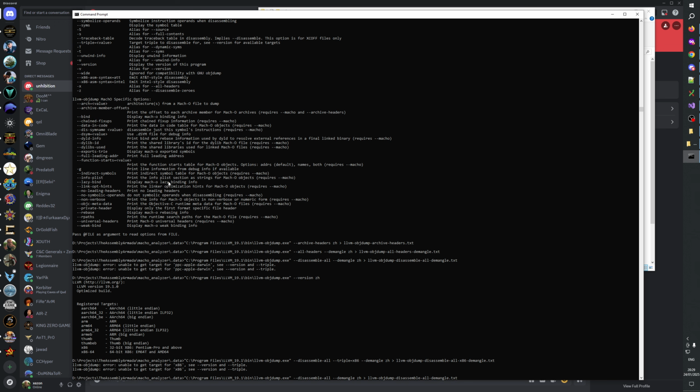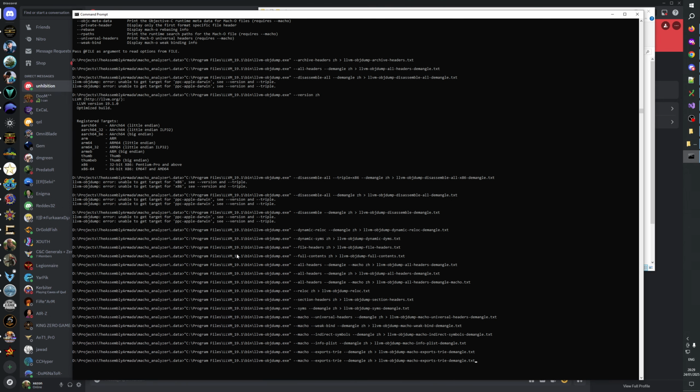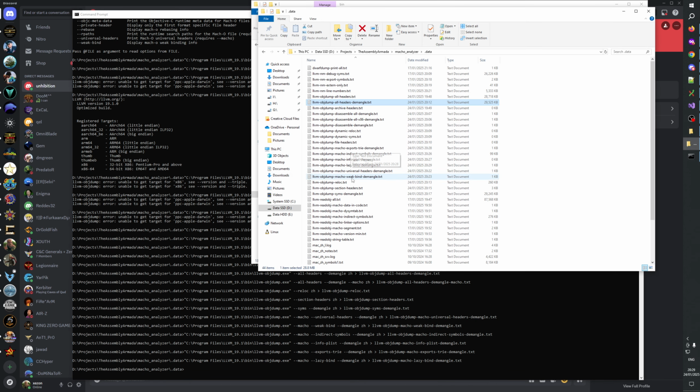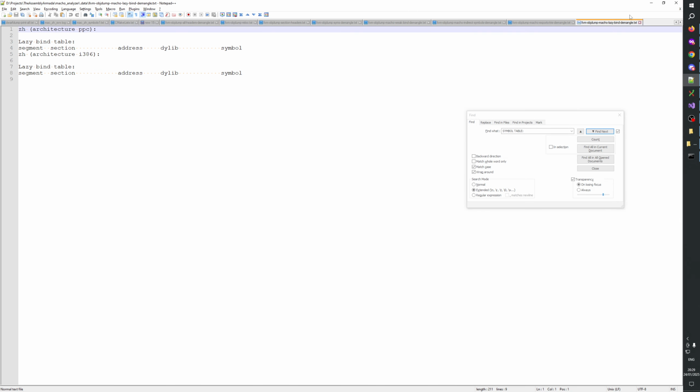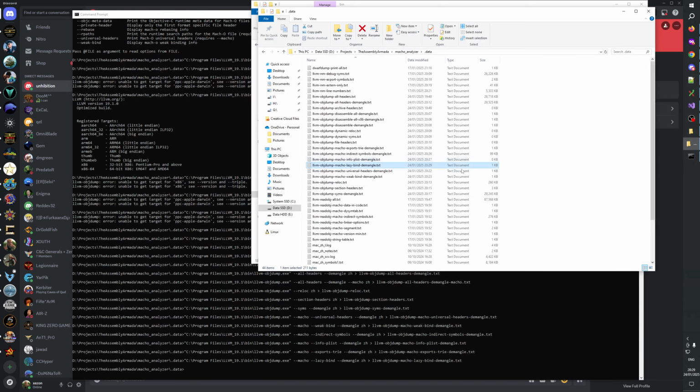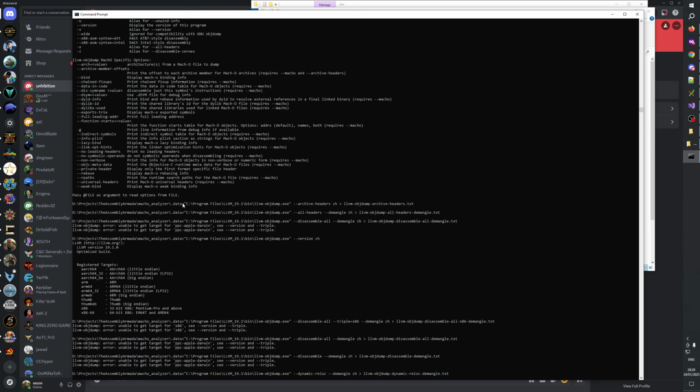Lazy bind. Okay, lazy bind we can look at. Lazy minus bind. MachO lazy minus binds. Lazy bind. There's also nothing in there. It's all empty. Okay.